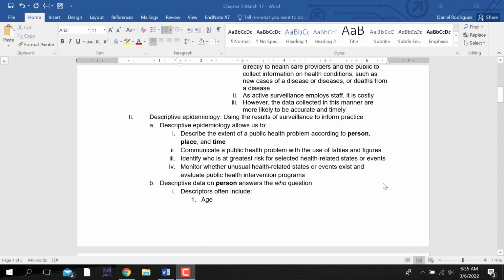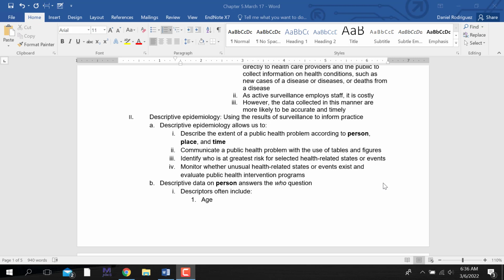Let's talk a little bit about descriptive epidemiology. This is basically providing information about a disease, or it doesn't have to be a disease, about a condition that could lead to a disease. So for instance, obesity or being overweight, I wouldn't technically consider it a disease. However, it is something that can lead to a variety of diseases down the line, like type 2 diabetes and heart disease. The same with smoking.